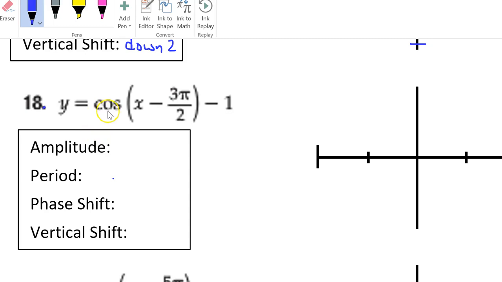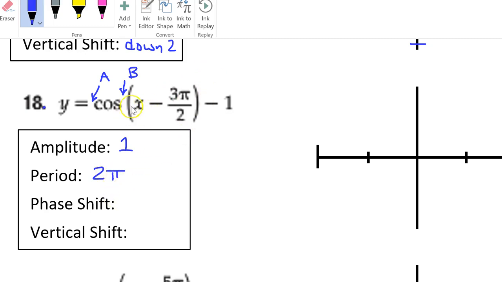Okay, the amplitude is right here. There's no number there. My A value is 1, so my amplitude is just going to be 1. Now I see the parentheses and everything. My B value would go right here. Since that B value is 1, that tells me that the period is going to be 2 pi.